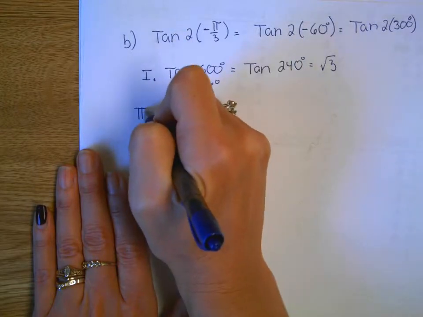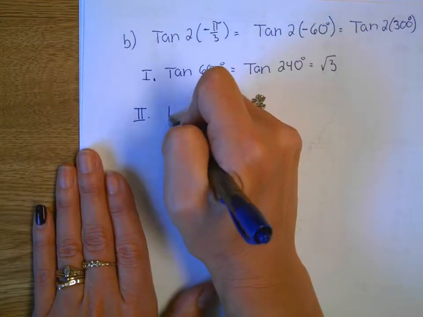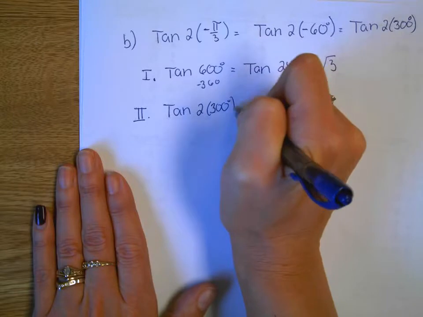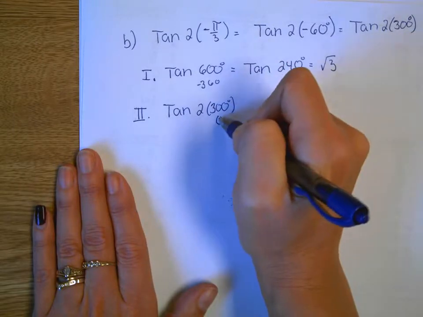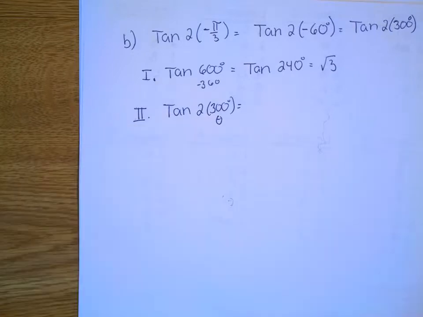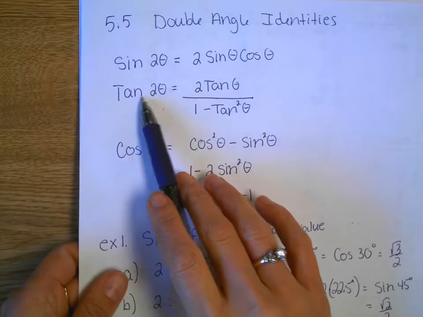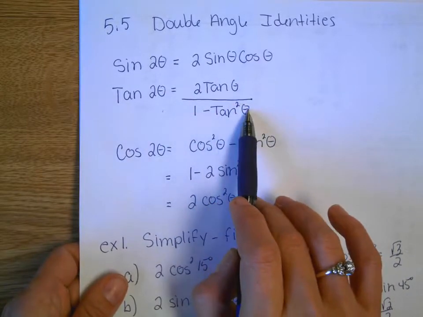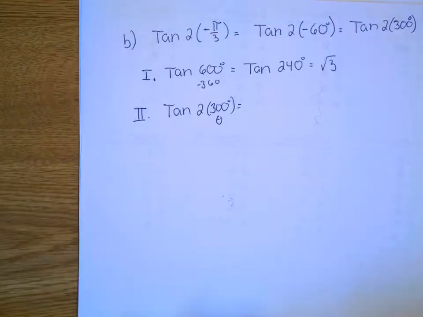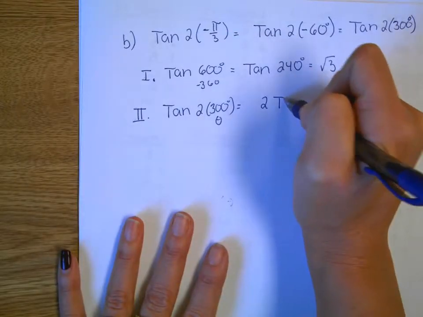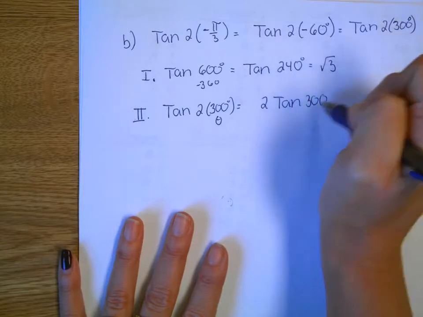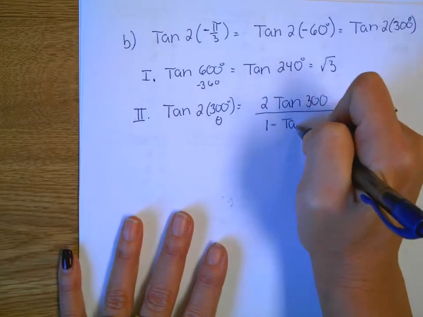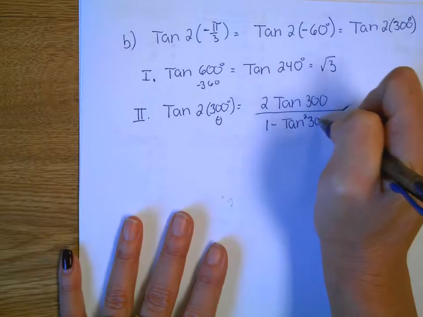Method 2, we're going to use the identity. We're going to start with the tangent of 2 times 300, which is where I started that first one, where this is my theta. If you look back at the identity, we're going to use this right here. I've got 2 tangent of 300 over 1 minus tan squared of 300.